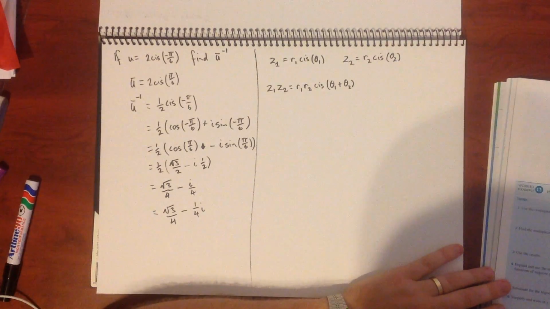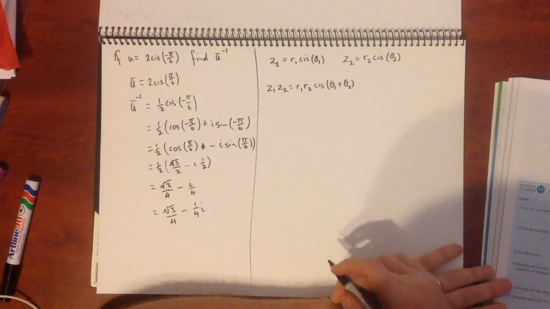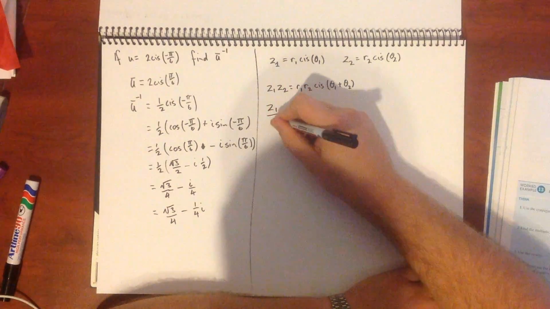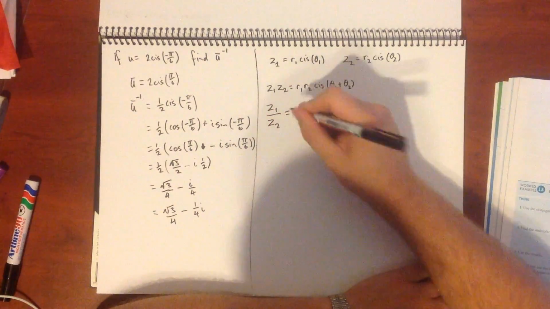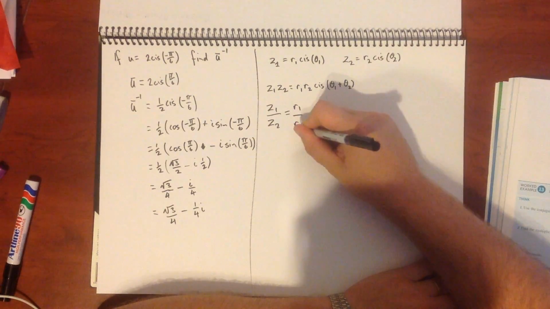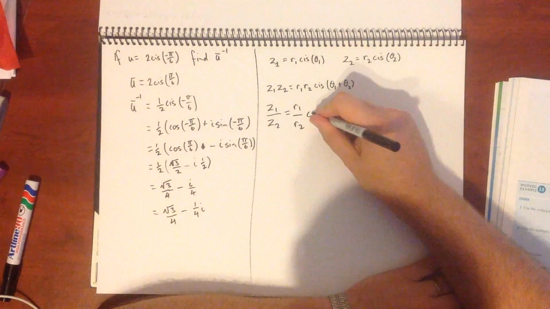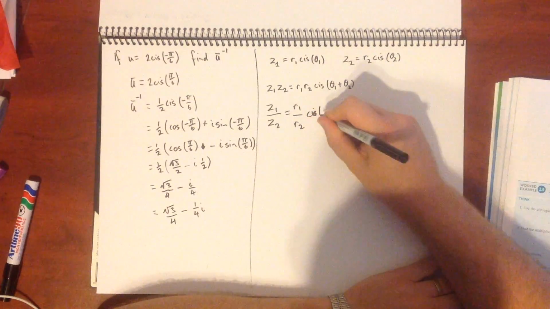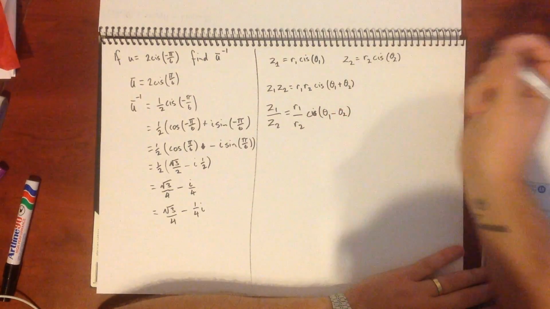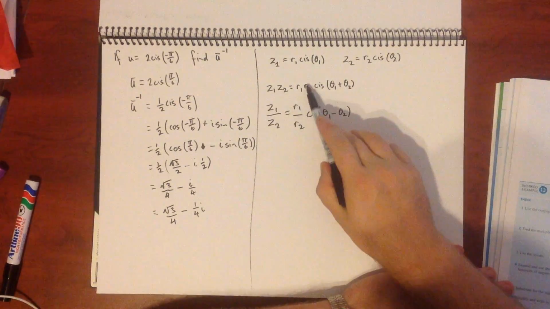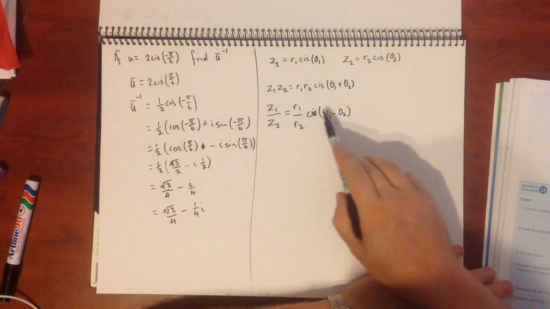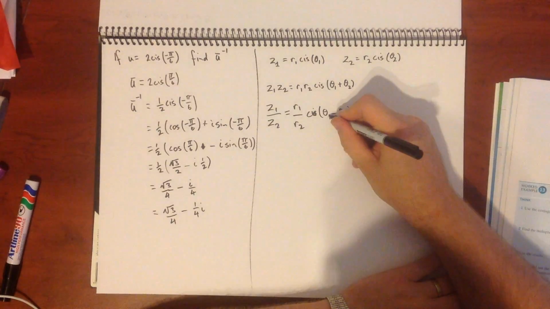And if we're going to divide, then Z1 divided by Z2 is given by R1 divided by R2 cis of theta 1 minus theta 2. So remember, if we're multiplying, we multiply our r's and add our thetas. If we're dividing, we divide our r's and subtract our thetas.